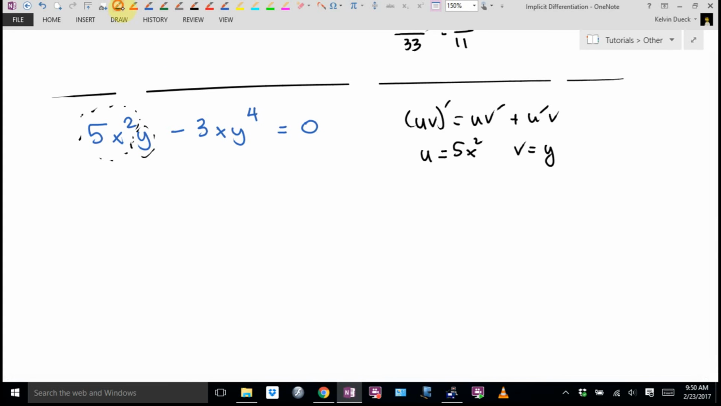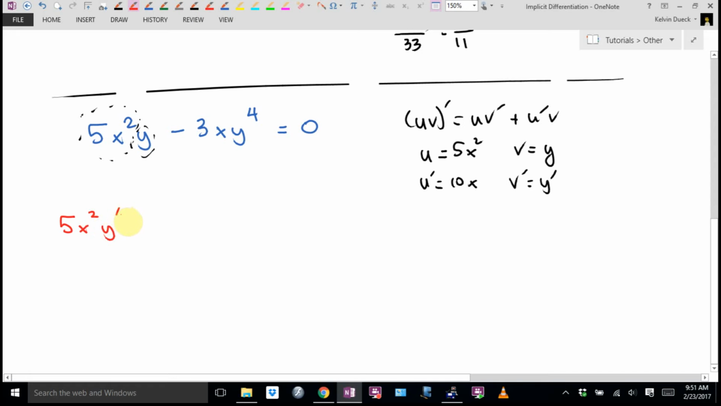So that means u prime is 10x times the derivative of x, which is just 1. What's v prime? What's the derivative? Yes. And now I can plug and chug and substitute. Ready? What's the derivative of this thing here? It's going to be u v prime plus u prime v. That is what that becomes when I take the derivative.